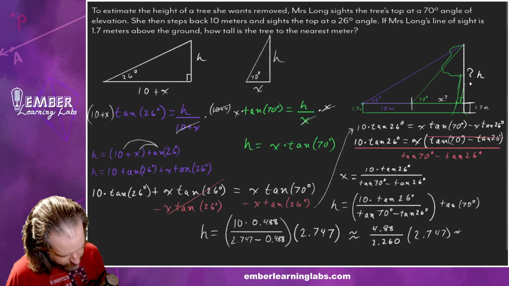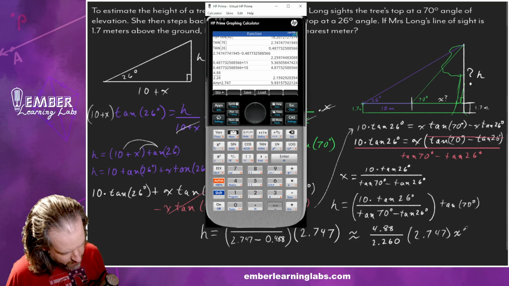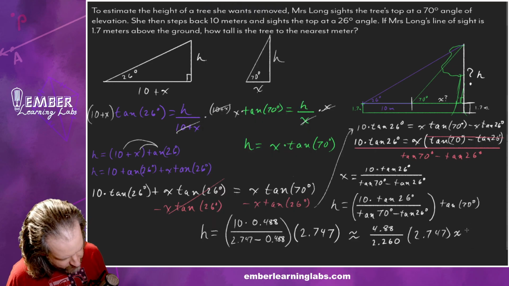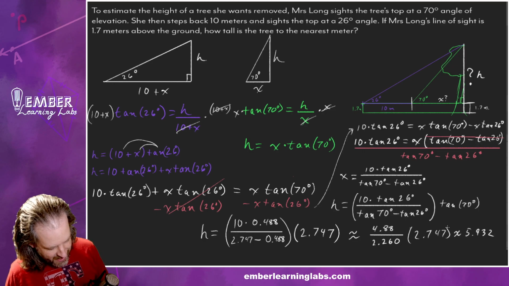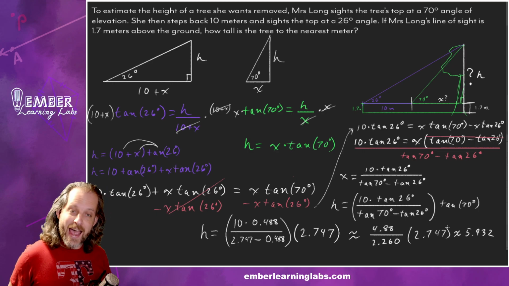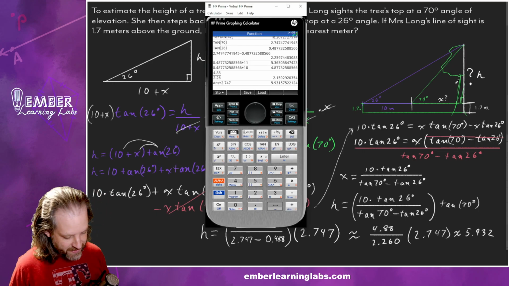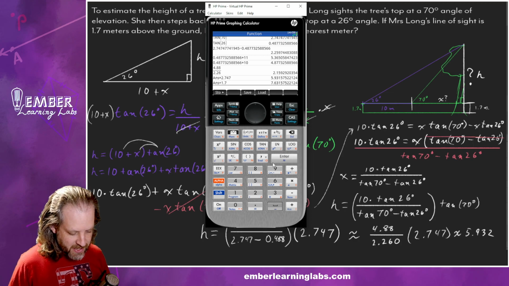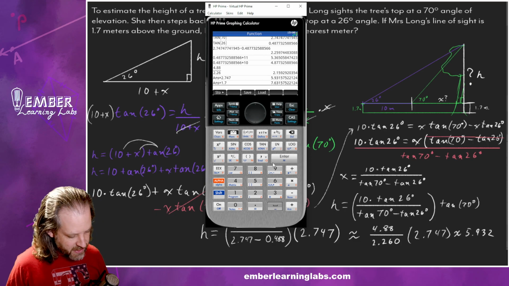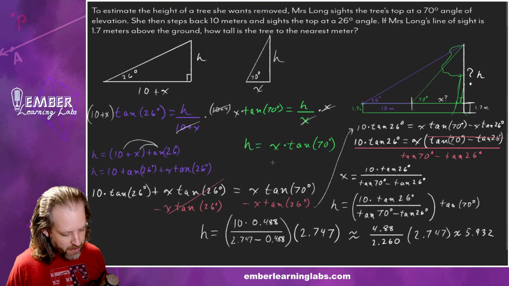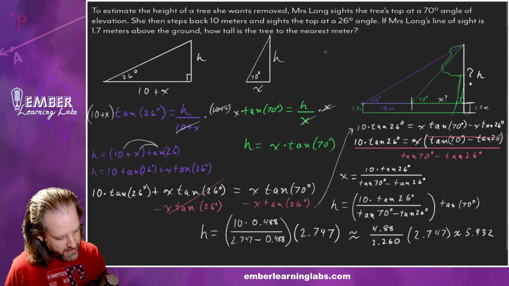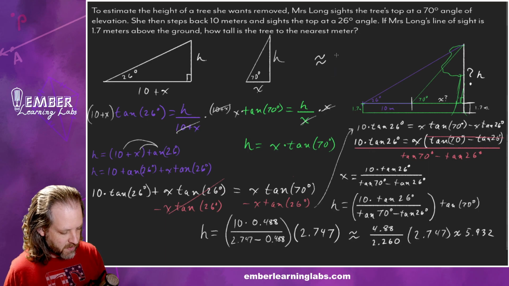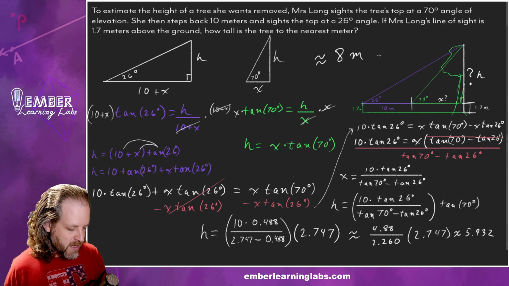5.932 is approximately equal to 5.932. So that is the h that we found, and in order to get the actual height, we have to add that to 1.7, which is her eye level. So the tree is, and we're supposed to do it to the nearest meter, approximately 8 meters.